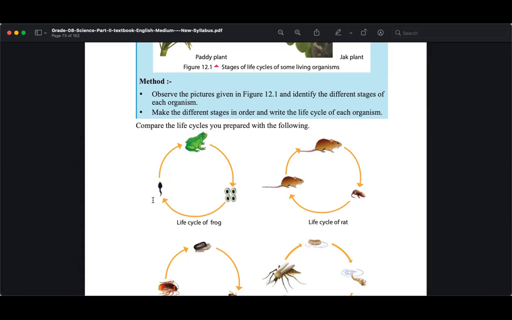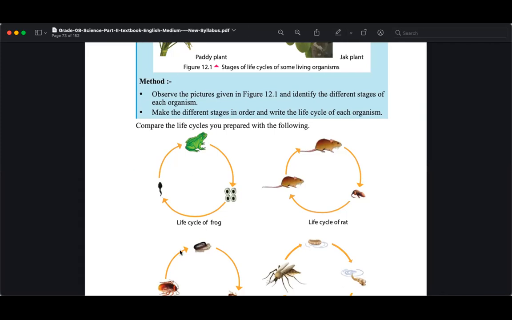Then these eggs are there as an egg mass. Basically, it's not just a single egg, it's a set of eggs. Then the tadpoles are basically swimming in water, and then they will turn into a young frog and finally an adult frog. So that is the conversion. Actually, a frog can live in both water and on land. That is the specialty of the frog's life cycle.